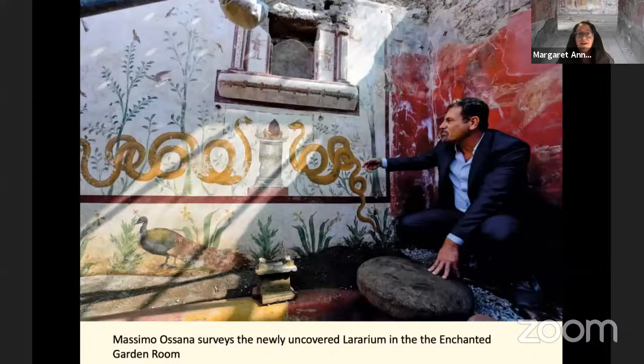This is Massimo Ossana just after the discovery, and I think you can see the brilliance of the colors. The niche for the shrine is shown here, flanked by twin images of the lares. On the wall below the niche are two large serpents, generally symbolizing prosperity and good luck, and a pedestal topped with food and offerings. Here's a large pine cone and other offerings. On the floor below rests a small stone altar that bears traces of burnt offerings. The room where this fresco was found has been nicknamed the Enchanted Garden Room.